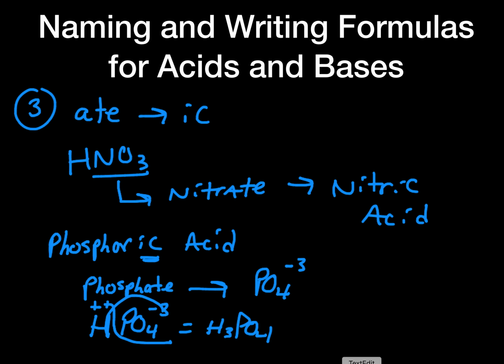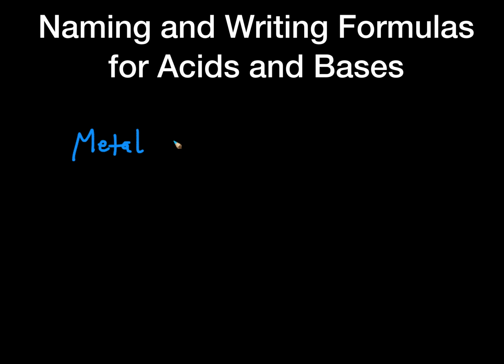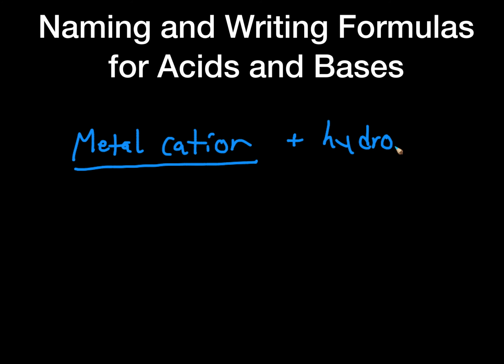Now, bases, you're always going to have a metal cation. And that cation can change, it could vary, but the anion is going to stay the same. It's going to be a metal cation and hydroxide. So our anion will always be hydroxide.